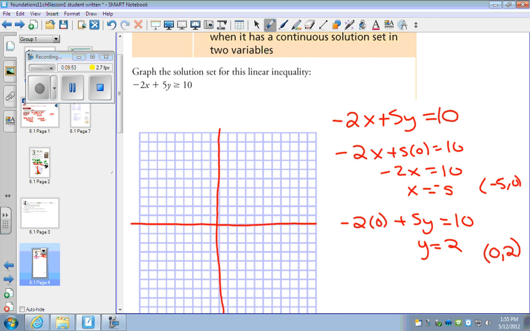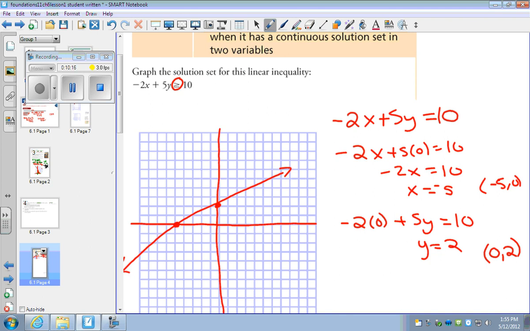So I have x equals 0, y equals 2, x equals negative 5, and y equals 0. So there are my points, and I'm going to draw the line. I notice that it's greater than or equal to, so it's going to be a solid line, because that means include the line. And now I have to decide if I'm talking about the region above or below this line.